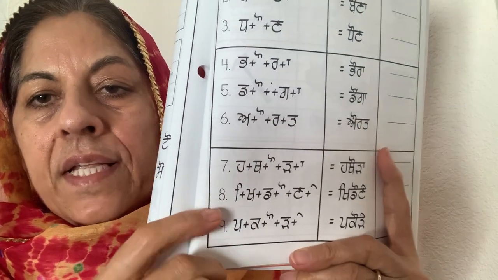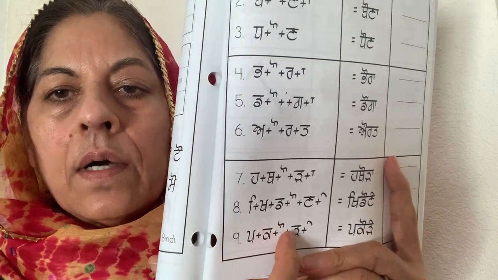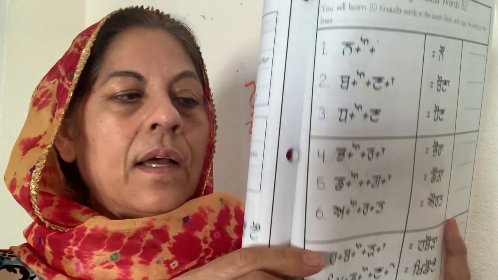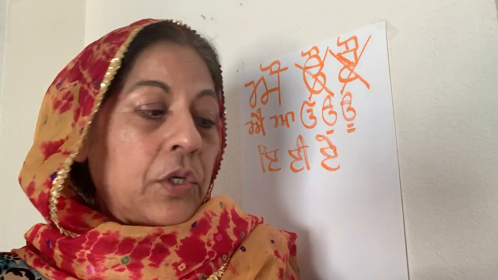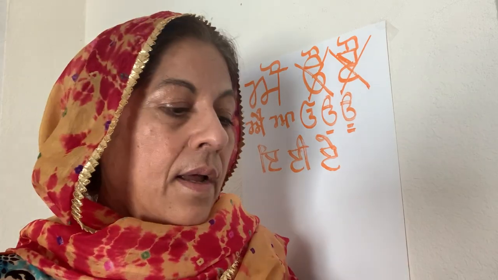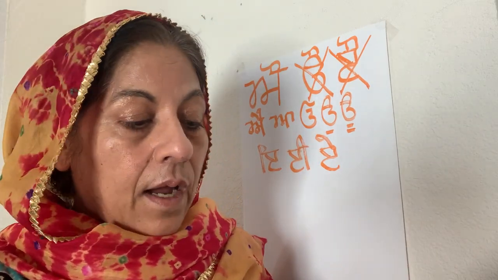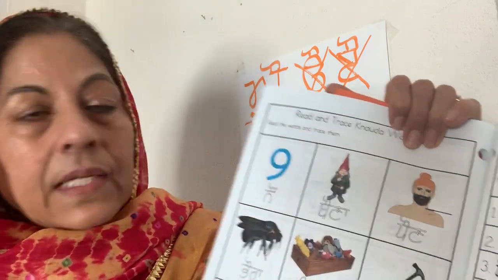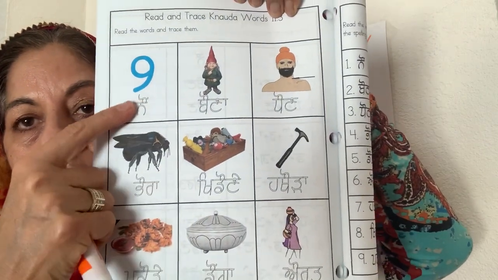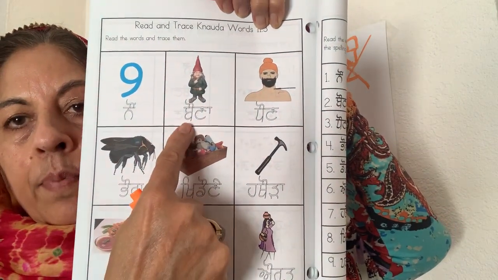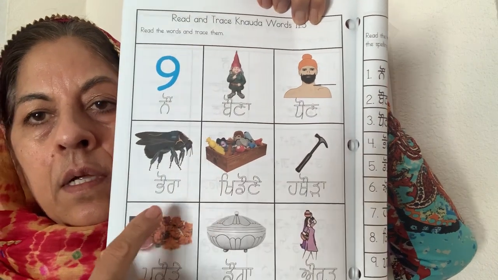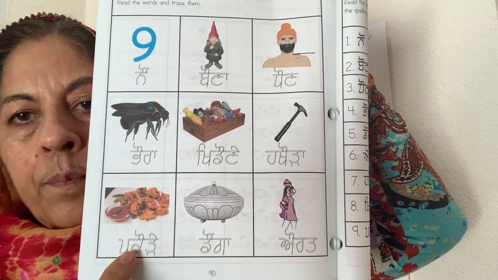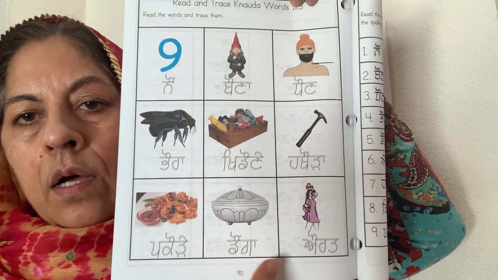Kidoni are toys. Pakora is fritters. You eat pakora many times in Gurdwara. Many times when it's raining, your nani or daddy may make it at home. So pakora. Let's look at the pictures of these words. So this is no, bona, ton, pora, kidoni, hathora, pakora, donga, aurat.